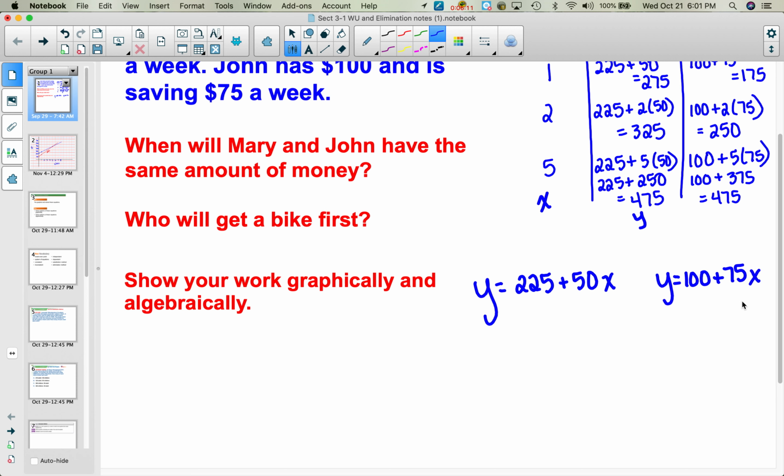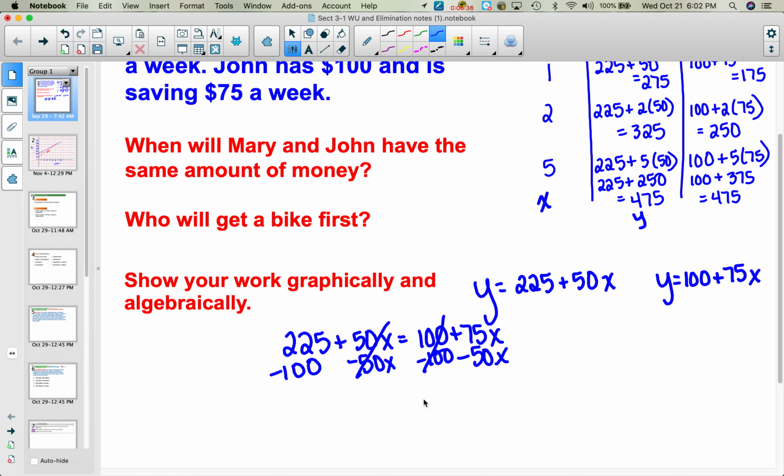We want to know when they're the same, so we're looking for the solution to the system of equations. Both of them are solved for Y, so we can actually set them equal to each other and then solve for X. So I'm going to subtract 50X from both sides, and then subtract 100 from both sides. So I get 25X equals 125. So when you divide by 25, you get X equals 5.